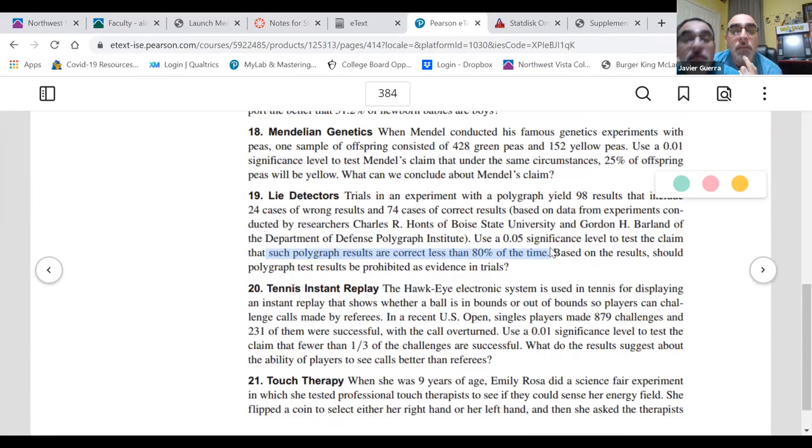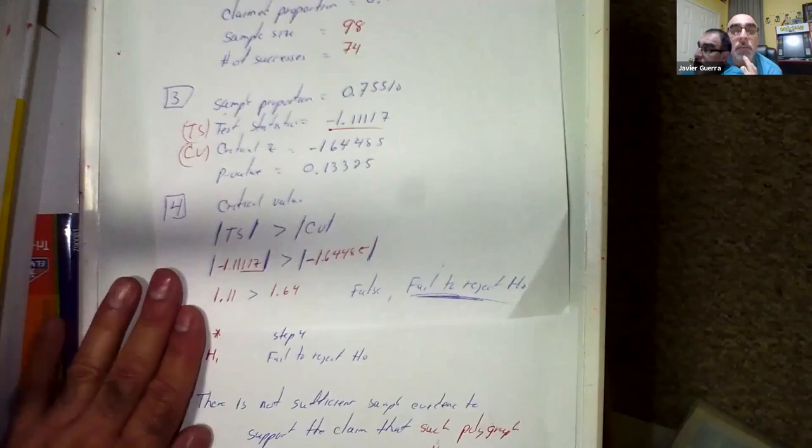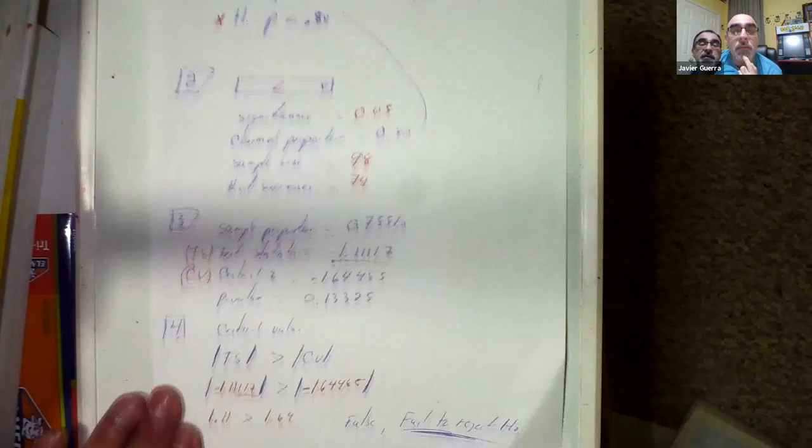Such polygraph results are correct less than 80% of the time. You can see again that the data values are low. Yeah, that's why we're not getting a conclusive result. There's not sufficient sample evidence. Of course, well, look at the data size. We only have 98. That's not enough to prove. You need more. That's why it's coming out like that.